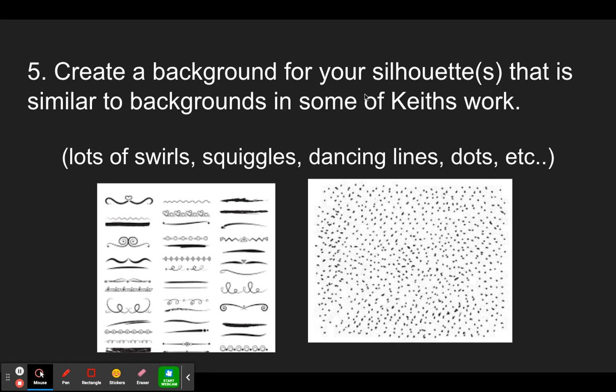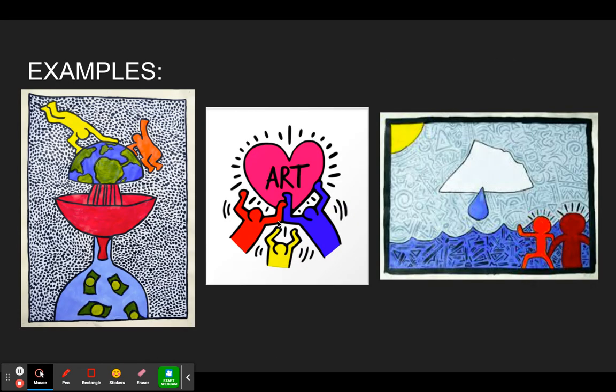And the last part is you want to create a background for your silhouette that's similar to the backgrounds in some of Keith's work. So he uses lots of swirls and squiggles and dancing lines. He uses dots. And to give you some examples, here are some of those. So you can see on this one, they went ahead and really did some crazy dots here in the background to fill in the entire area. They did the same on this one over here, where they used some colors that were a little bit more muted, and they even did down here.